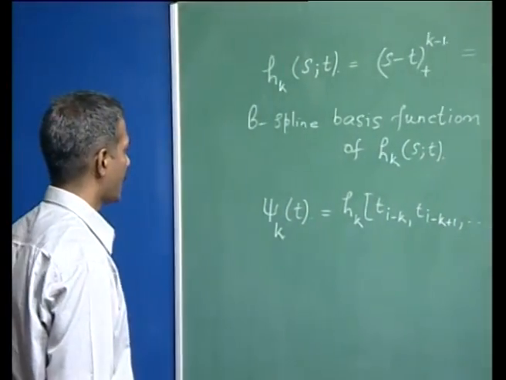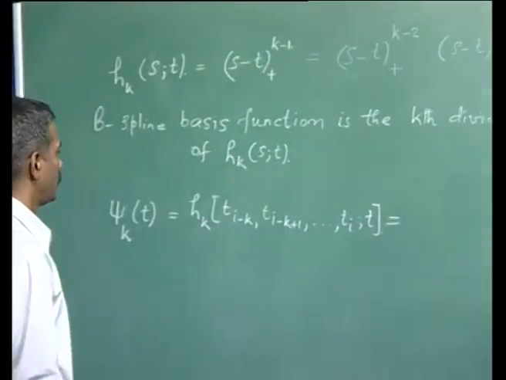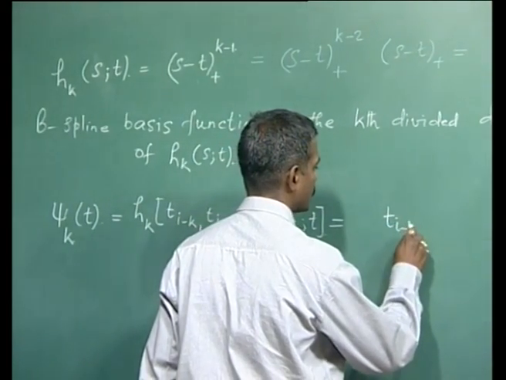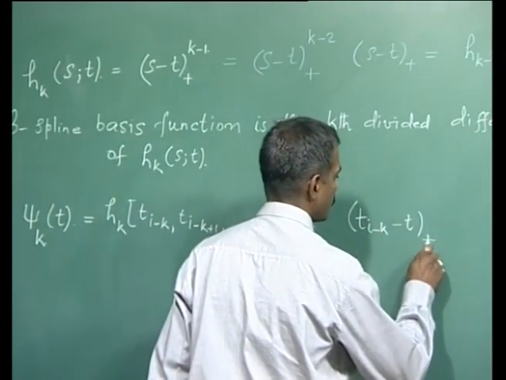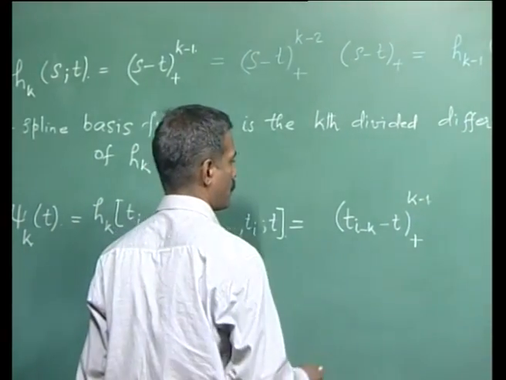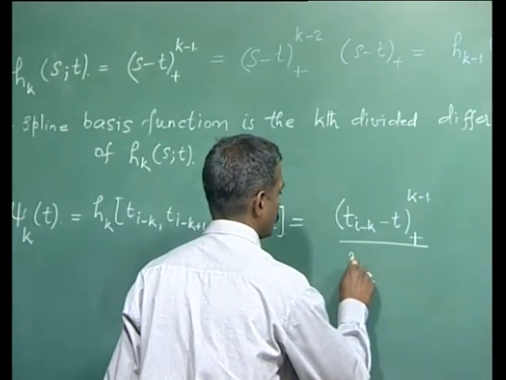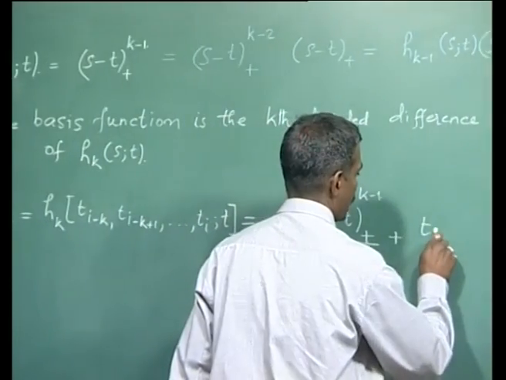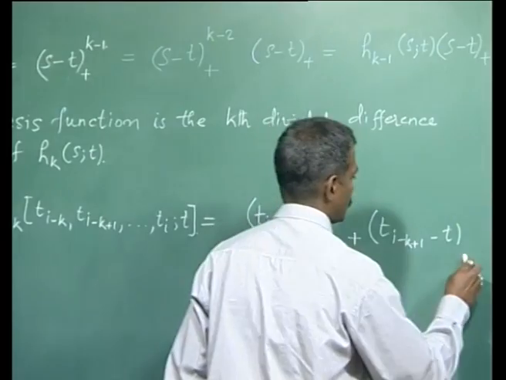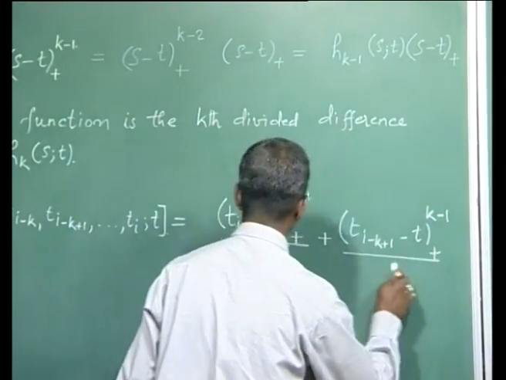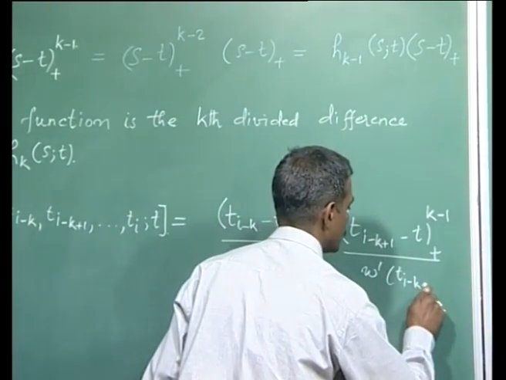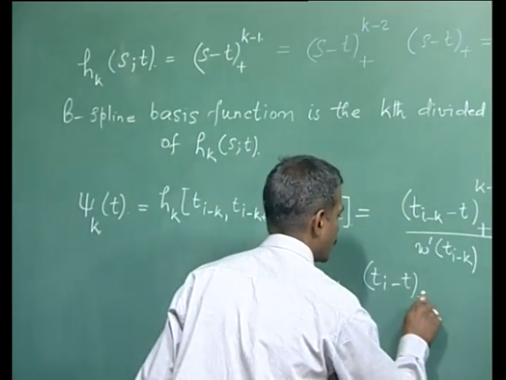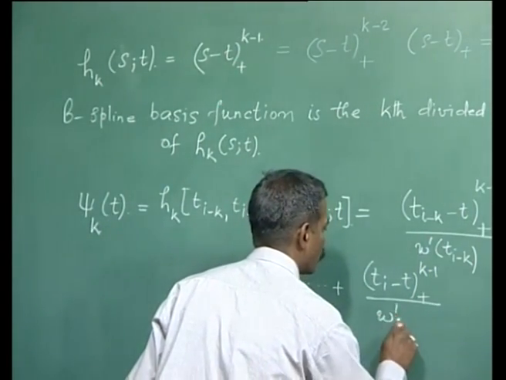And using the algebraic form, this would be equal to (t_{i-k} minus t) truncated raised to k minus 1 over w prime evaluated at t_{i-k}, plus (t_{i-k+1} minus t) truncated raised to k minus 1 over w prime at t_{i-k+1}, up till (t_i minus t) truncated raised to k minus 1 over w prime at t_i.